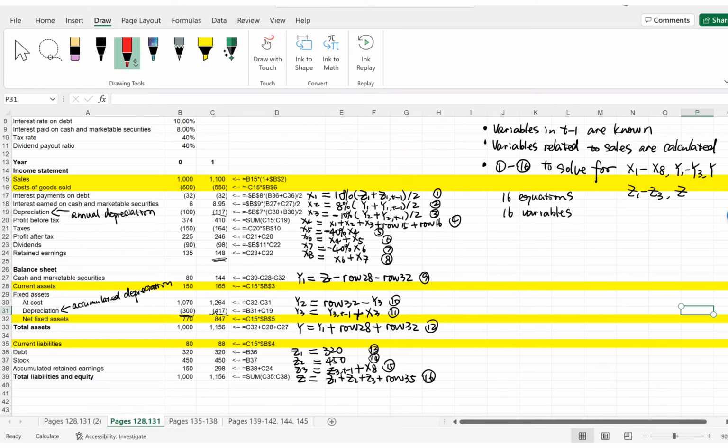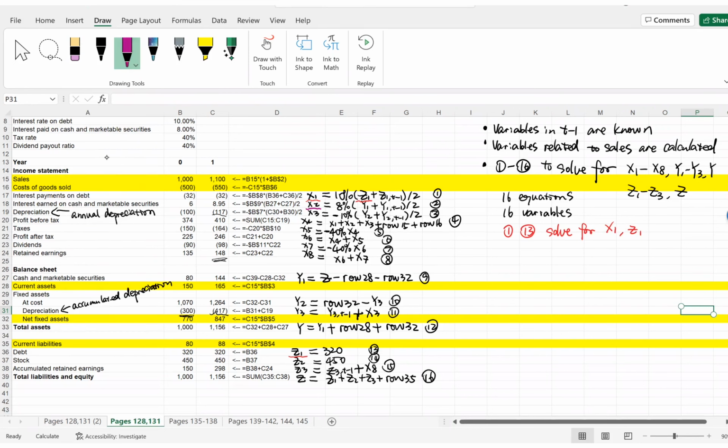So let's first look at X1. For calculating X1, we'll need Z1. So let's go to Z1. Okay, so Z1 is 320. We will definitely get the value for X1 if you have already input Z1 here. So 1 and 13 solve for X1 and Z1.